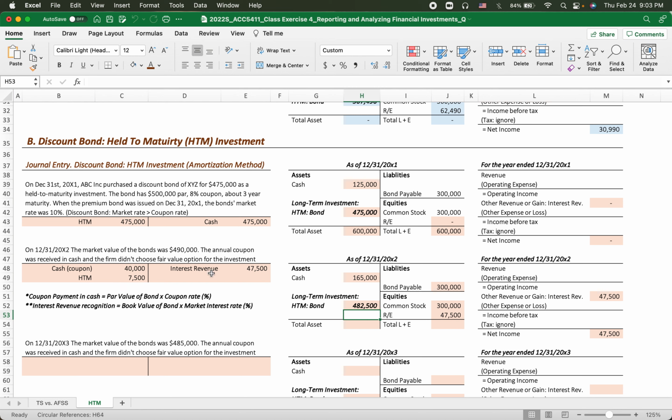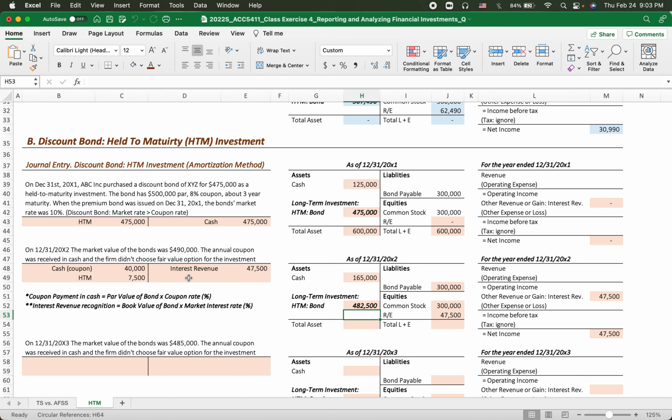Because the investor, ABC, bought this bond when the market rate of the bond was 10%, right? 10% is the required rate of return, right? But the issuer, XYZ, the bond issuer, gives a $40,000 coupon, which is fixed, right? But they had to meet this 47,500 interest. They required this actual interest, but they at most gave the cash coupon amount of $40,000.